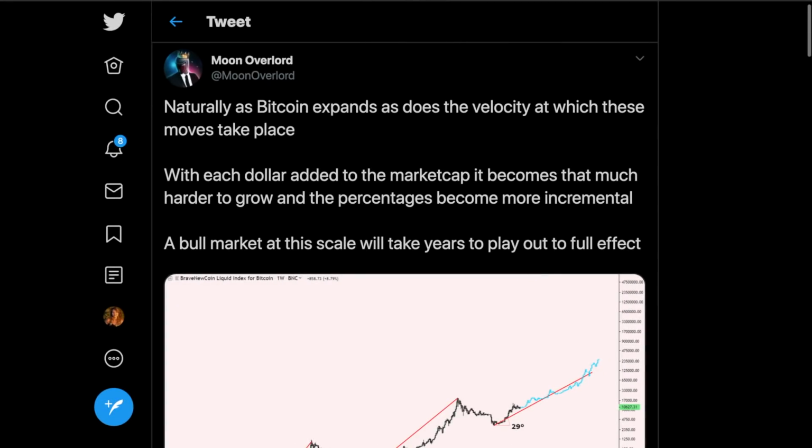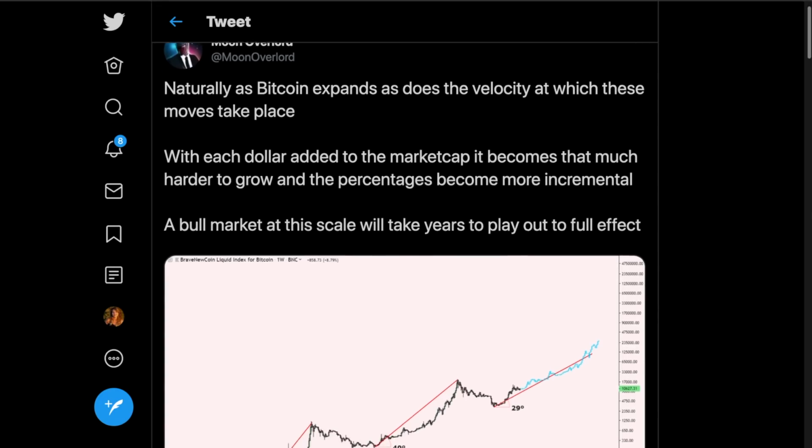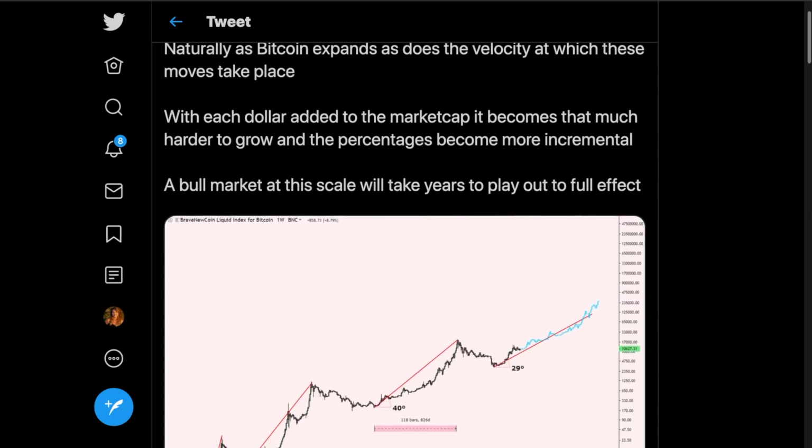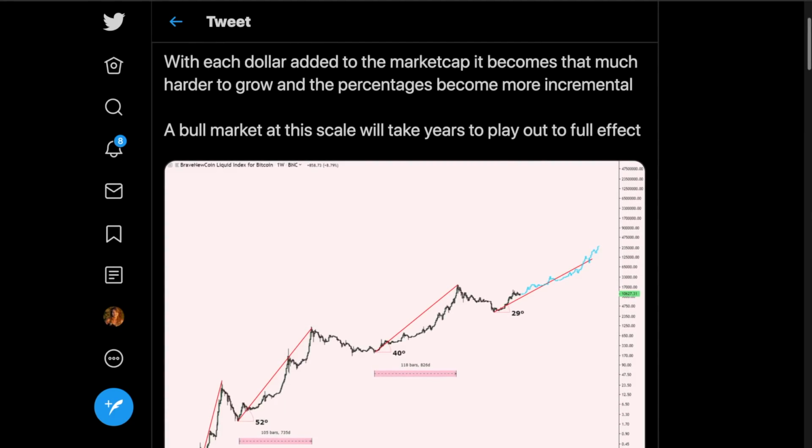This concept was also pointed out by Moonlord on Twitter with his thoughts on velocity as it applies to Bitcoin and adoption. His tweet says, "With each dollar added to the market cap, it becomes that much harder to grow and the percentages become more incremental. A bull market at this scale will take years to play into full effect." And that again is the trick, the mindset that you need to have if you are concerned with making investments in Bitcoin and staying on top of your investments, trying to make profits. If that's your deal, you will be wanting to frame your mind and frame your investment in terms of percentage changes. And what Moonlord is pointing out here is that the percentage changes in price are going to be less volatile over time.